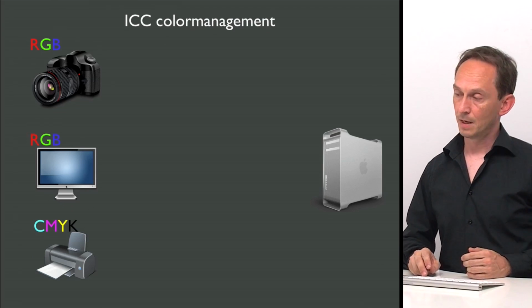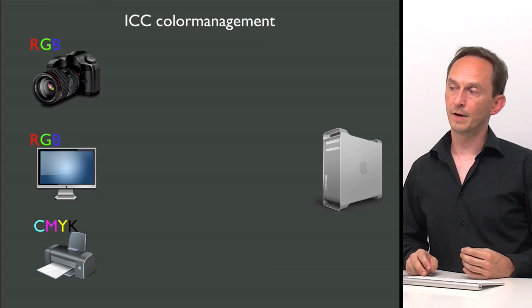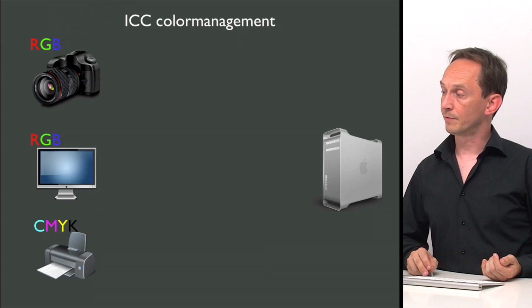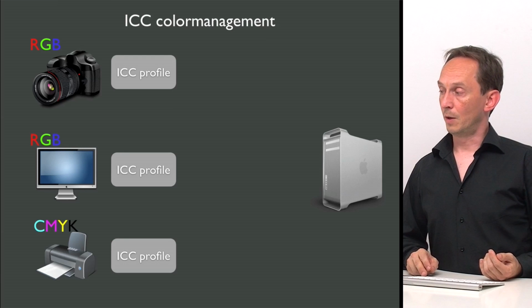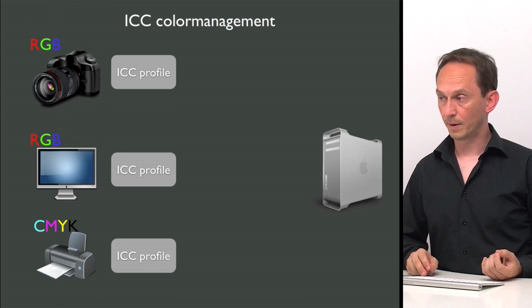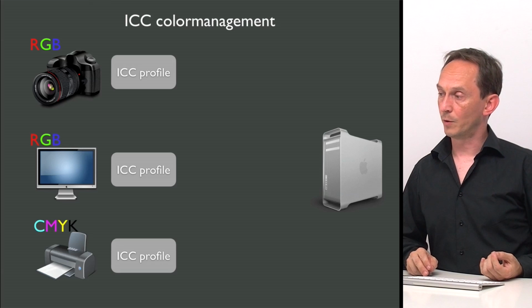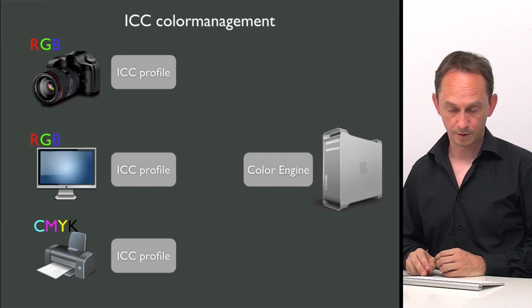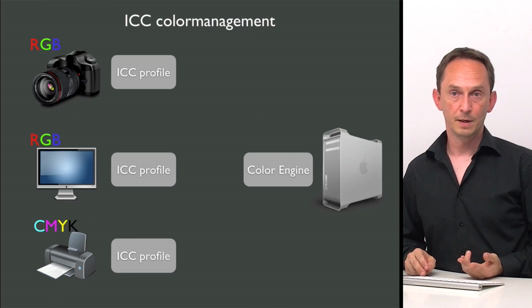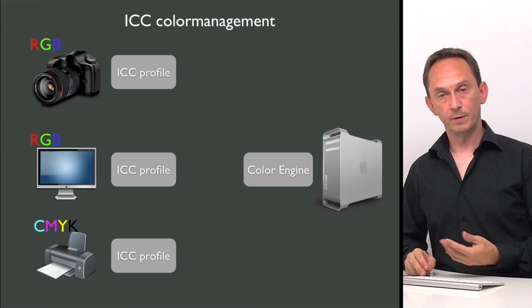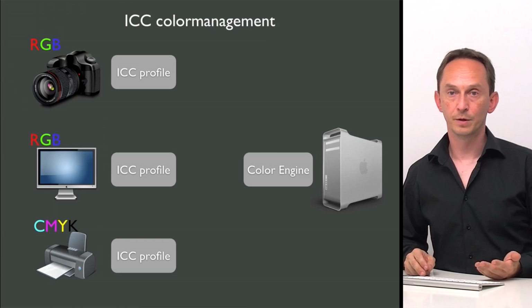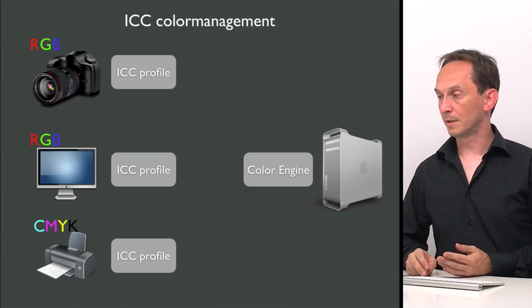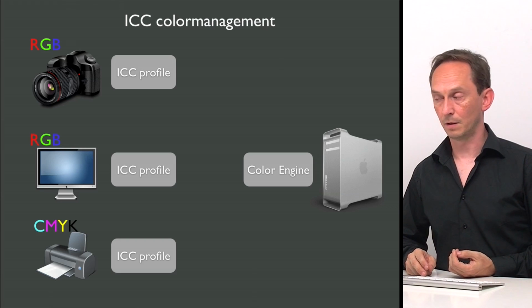Let me try explaining. So you have your 3 different types of devices: your cameras, your displays, and your printers or presses. And you have, of course, a computer, and you're going to try to link them up and get them consistent by using an ICC profile. Now, how does that work? You have a color engine running in an application on your computer. That can be Photoshop, Lightroom, Aperture, any application that can do something with color information. So not your average Word on a PC, because that has no clue what color management is, but basically any application that can do anything with colors.